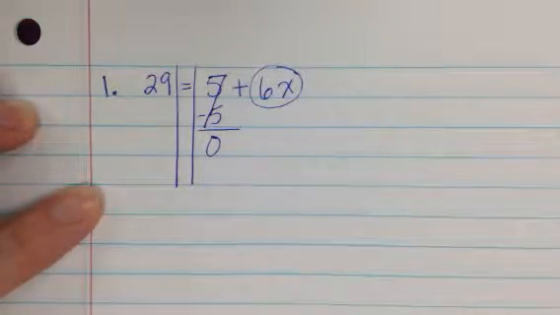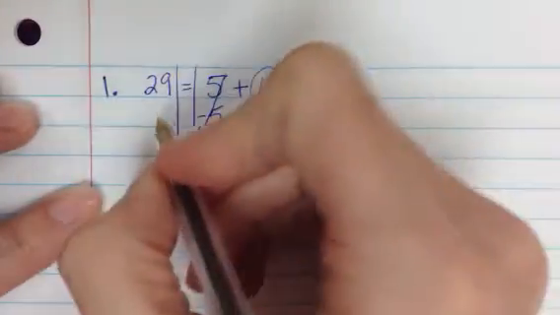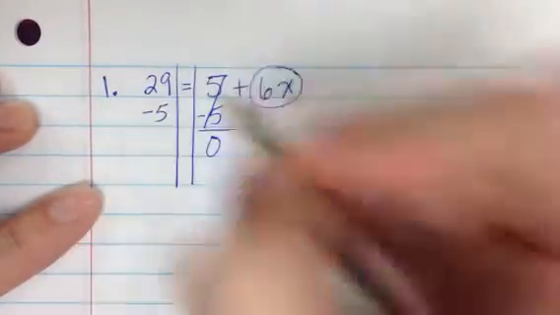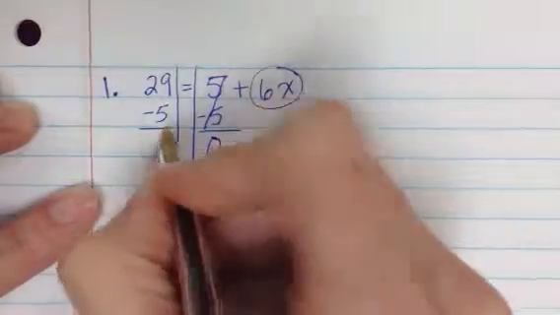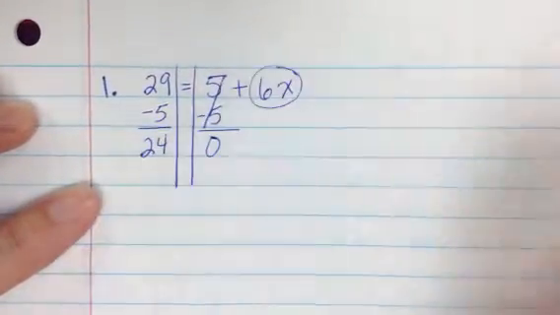And then you need to remember what you do to one side, you must do to the other. So I'm going to subtract 5 from the left-hand side as well. So 29 minus 5 is 24.